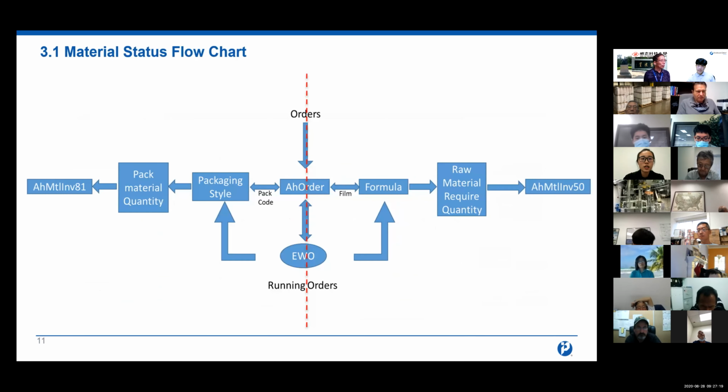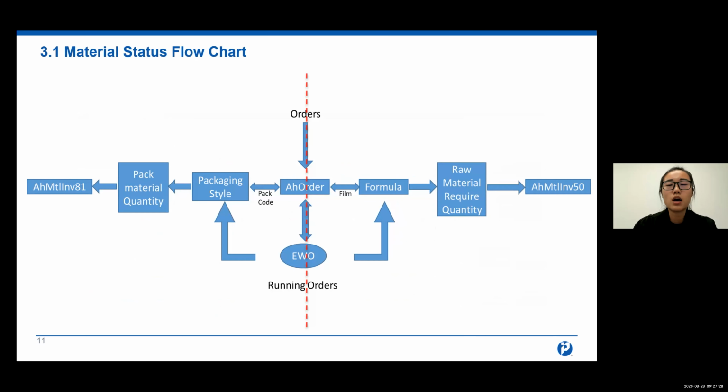This flow chart is for material status, where I use the red line to separate 2 parts. First, I will report the right part about raw material. Then, the last part is for packaged material.